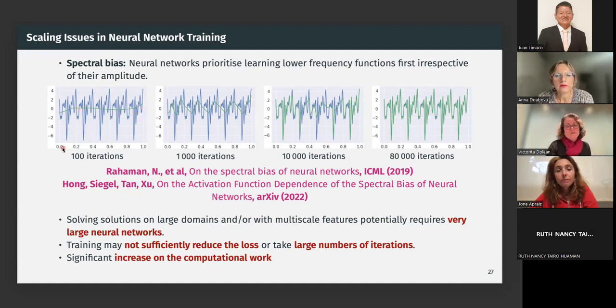And you see that if you wait, for example, 100 iterations, you have built only the lower frequency. With 1,000 iterations, a bit more, and you need to wait 80,000 iterations in order to reconstruct the whole function. So this is called spectral bias. That means the neural networks learn the lower frequency faster than the higher frequency, if at all, because you're not sure that they will learn. So training may not be sufficient to reduce the loss, even if you take a large number of iterations. And also, if you want to capture this multi-scale feature, you need very, very large neural networks.